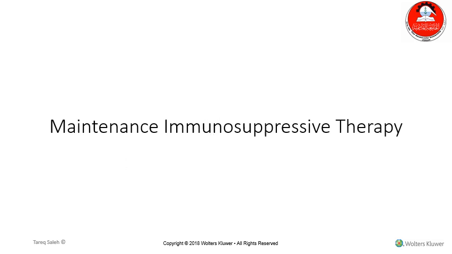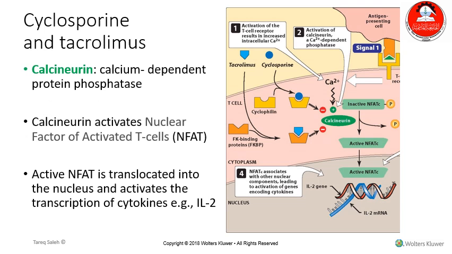So for the purposes of this presentation, we will start discussing the drugs that are used for the maintenance immunosuppressive therapy. We have four main categories of drugs that are used as maintenance immunosuppressant agents. The first category are called the calcineurin inhibitors. The drugs that belong to this category are called cyclosporin and tacrolimus. So let's take a look and see how these drugs suppress the immune system.